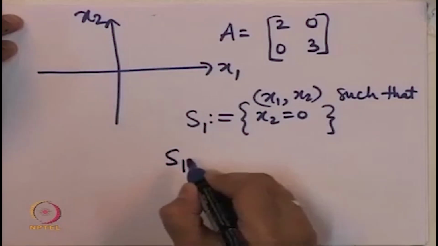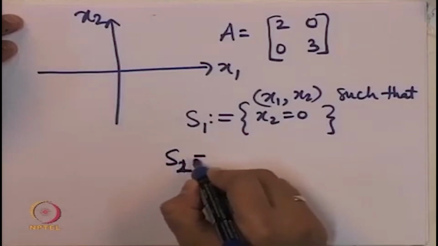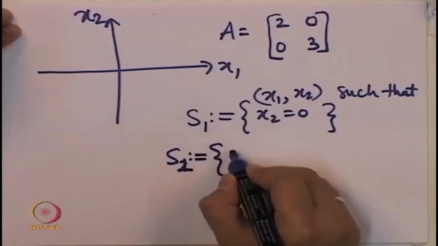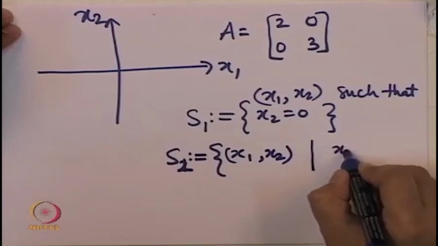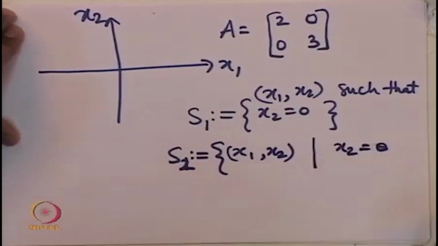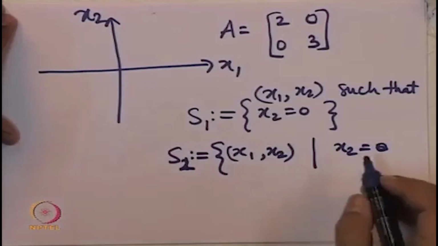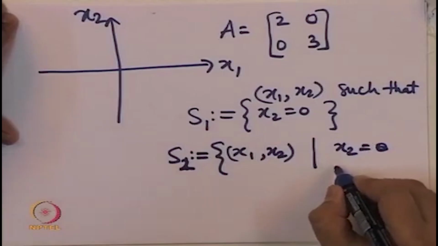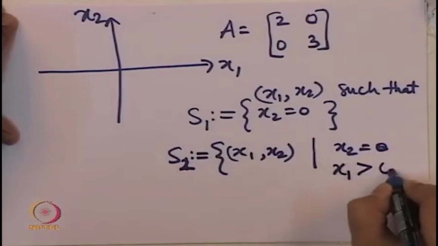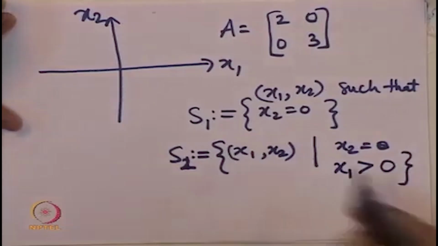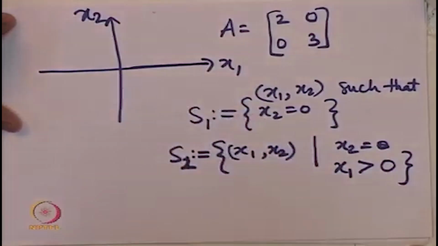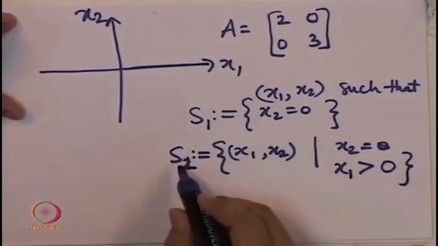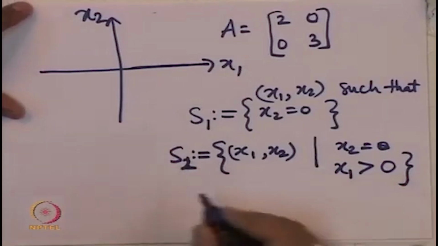In other words, another set, let us call the set S2, defined as all points x1 comma x2 such that x2 is equal to 0 and x1 equal to 0, which is nothing but the equilibrium point, is an invariant set. But we are interested in some non-trivial invariant sets. For example, we could take x1 positive. This particular situation is along the positive x1 direction, excluding the origin. This is also an invariant set. If it is once inside the set S2, it remains inside the set S2.